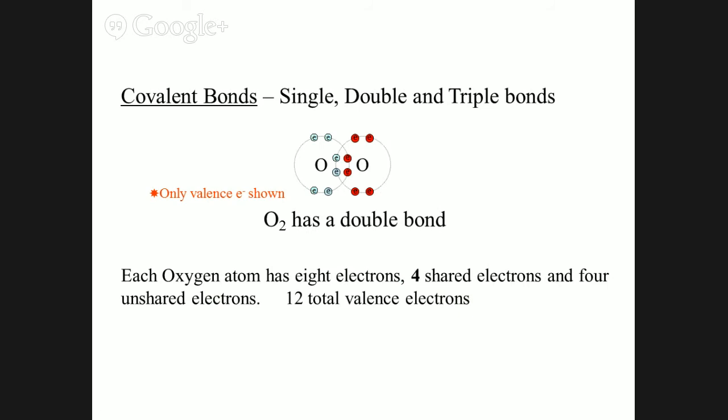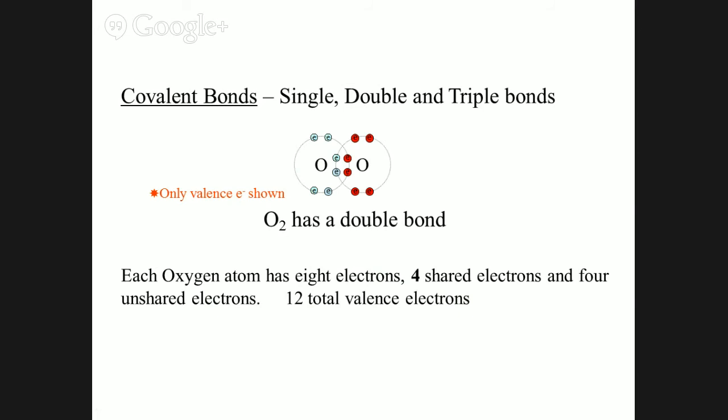Here is a diagram of an O2 molecule with a double bond. 4 electrons are shared between the 2 oxygen atoms, and then each atom has 4 that are not shared. However, when we count this one up, 2, 4, 6, 8, 10, 12, we only get to 12 total valence electrons. So it only took 12, 2 less than the 14 that the single bond molecule took, and you will find that that pattern is true.